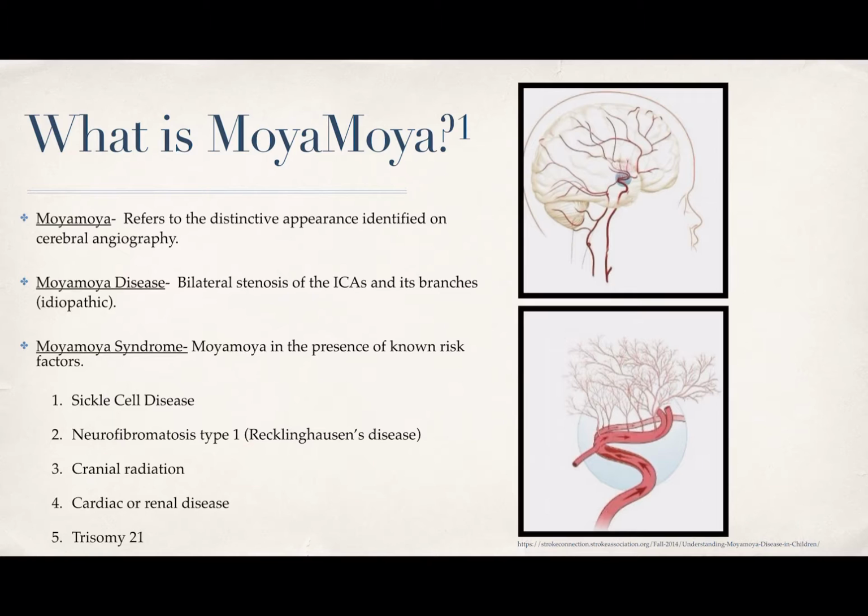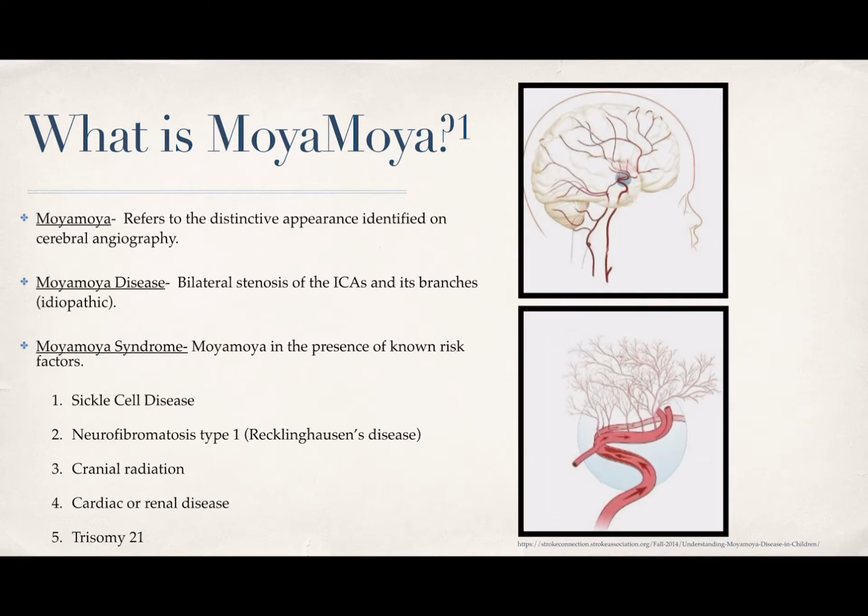So Moyamoya can be classified in conditions. So when a patient has a diagnosis of just Moyamoya, this refers to the distinct appearance that is identified on cerebral angiography. So then from there, you can break it down into either disease or syndrome. So if our patients have Moyamoya disease, this is that bilateral stenosis of the internal carotid arteries and its branches, and there's really no known reason why it happens. It's idiopathic. But if you see Moyamoya syndrome, this is where there's the presence of known risk factors.